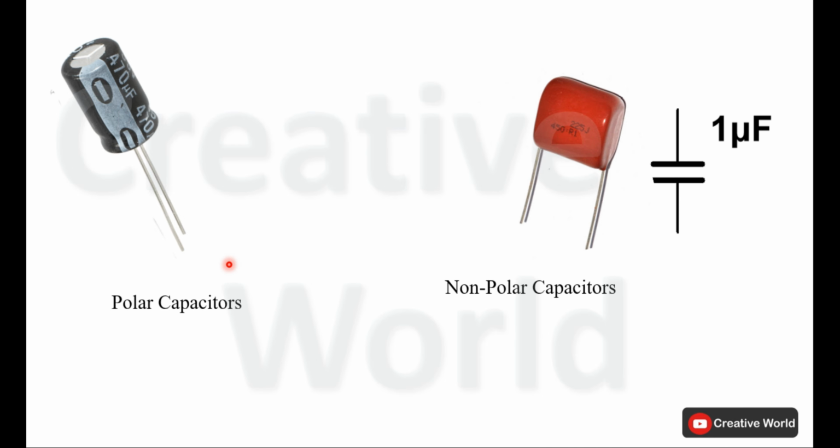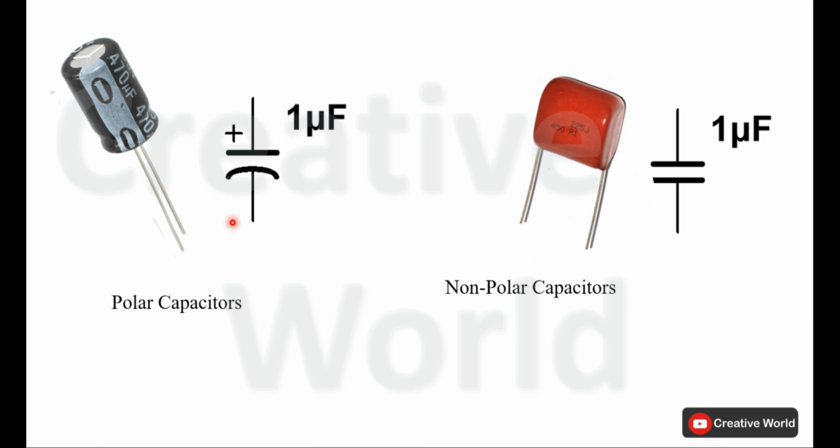Their respective symbols used in electrical circuits are shown here. This symbol is for non-polar capacitors and this symbol is for polar capacitors. As we discussed earlier, polar capacitors have defined polarity of their terminals. That's why their symbol also includes this information. This is the plus terminal of the polar capacitor and this is the negative terminal of the polar capacitor.